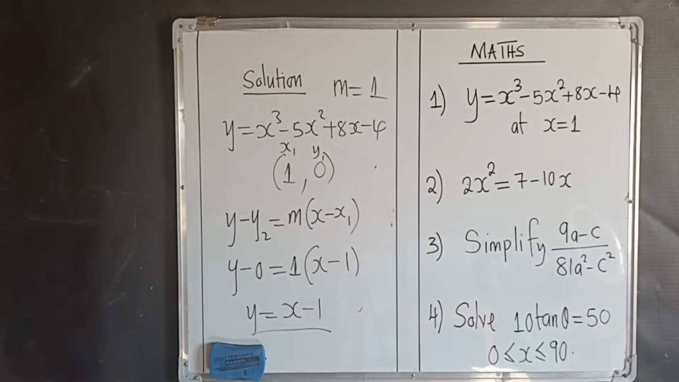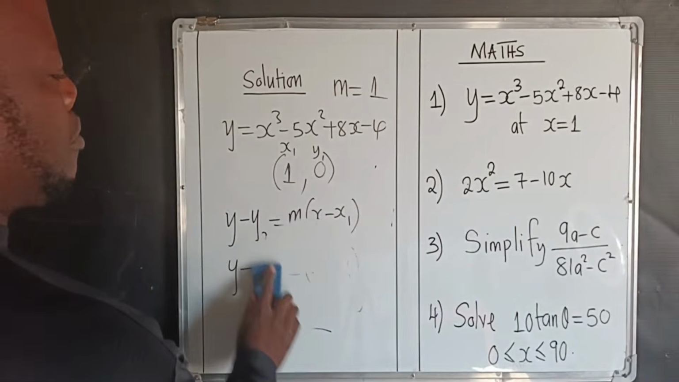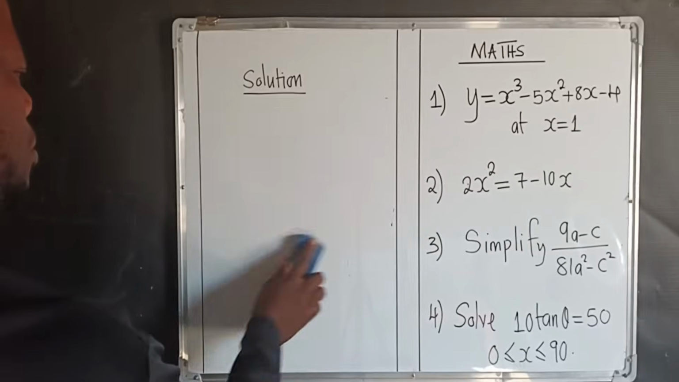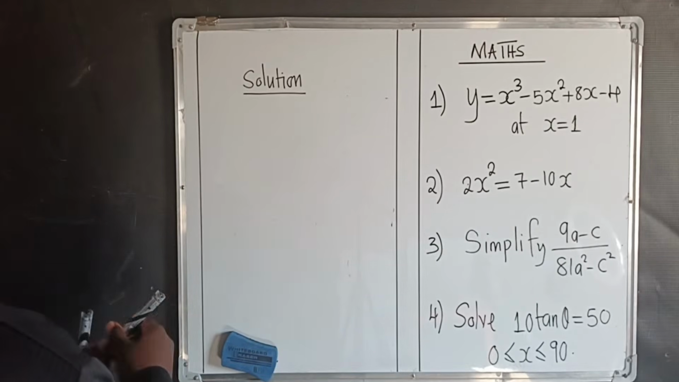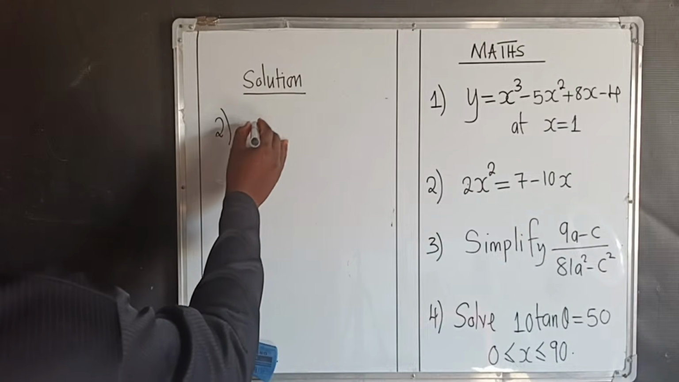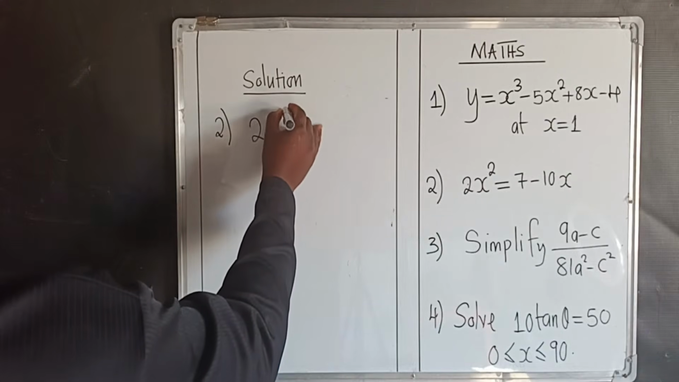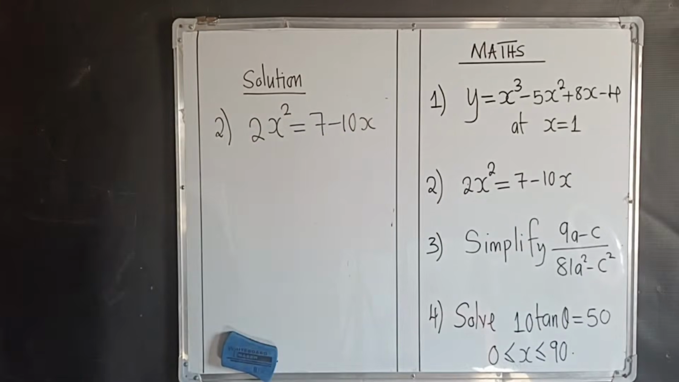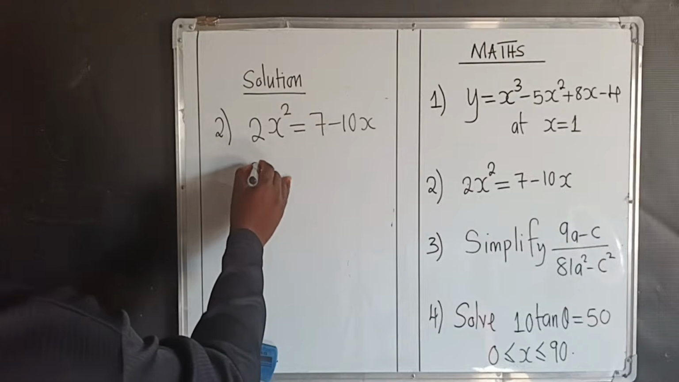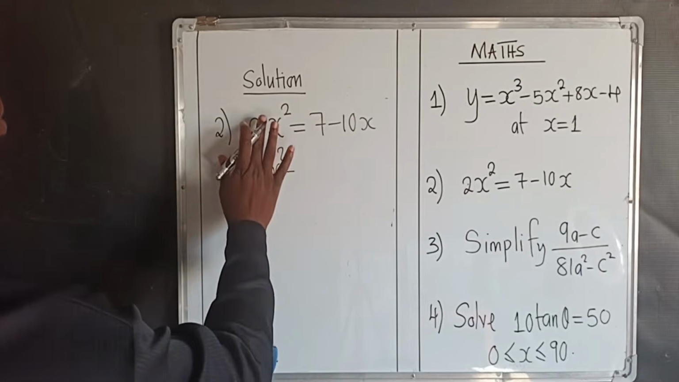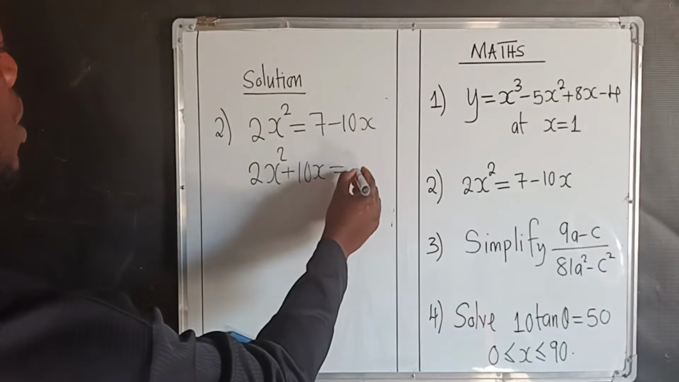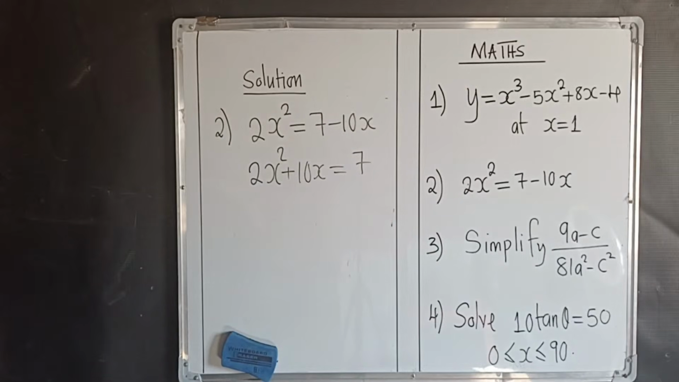The next question is a quadratic equation. We need to solve this. So if you've never solved a quadratic equation using the completing the square method, check out this. So it's supposed to be 2x^2 = 7 - 10x. So we're going to complete the square. For the completing the square method, you maintain this term the way it is, and then the minus 10x will come to this side, it will be plus 10x. We've got a 7 there, okay?